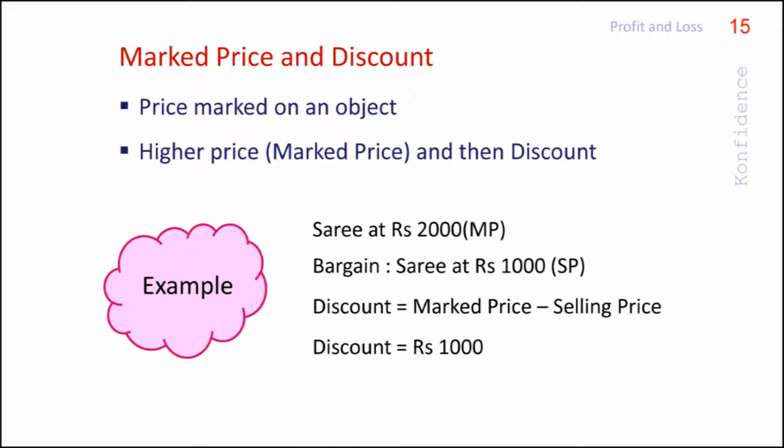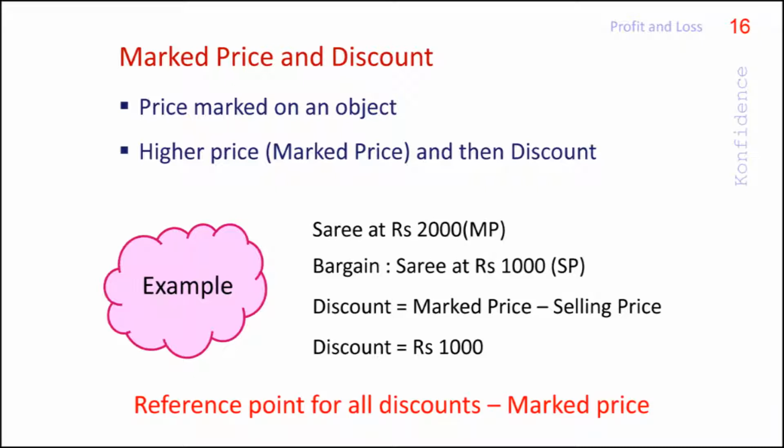What would we, the customer, say now? We would say that we got a discount of rupees 1000 on a sari of rupees 2000. Now what is the reference point here? It is rupees 2000 or marked price. So the reference point for all discounts is the marked price and the discount is obviously given by the shopkeeper.